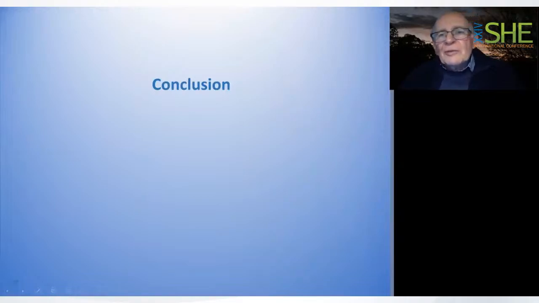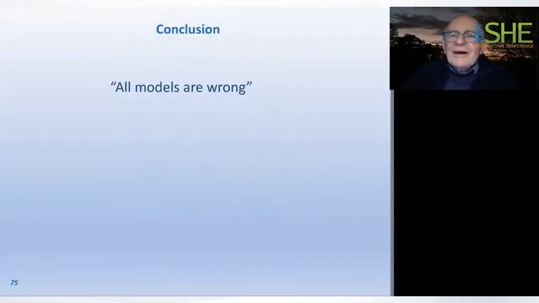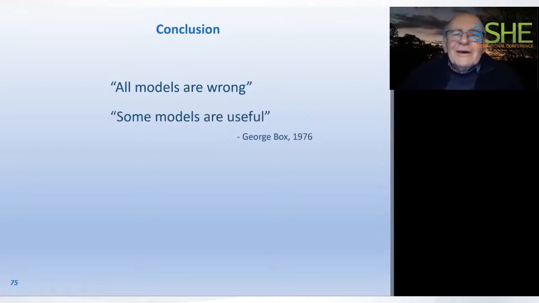So, I promised you a momentous conclusion. It's maybe not all that momentous, but it's interesting, I think. I need to say something about models. In 1976, a US statistician, George Box, was quoted as saying, "All models are wrong." In fact, what he said was all models are wrong, but some models are useful.